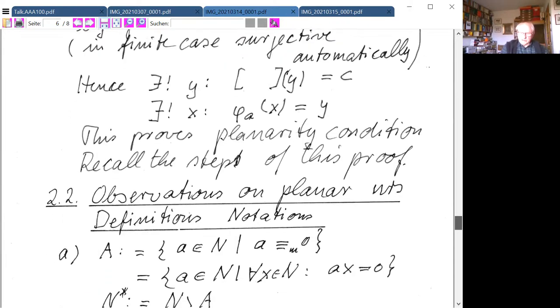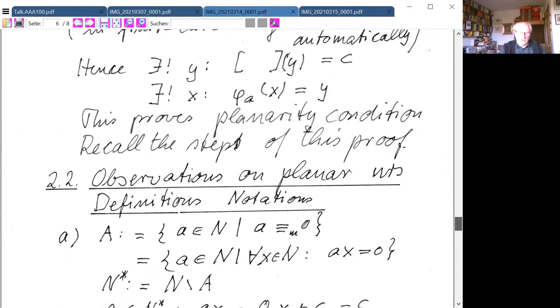Okay, it's maybe a bit involved. I think you have access to these notes, so I would advise to recall these steps.